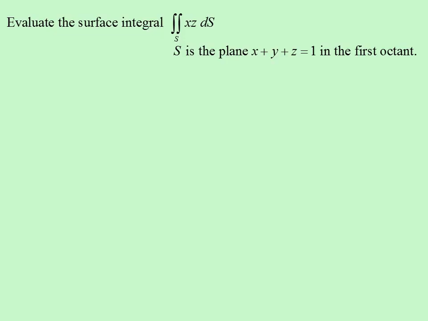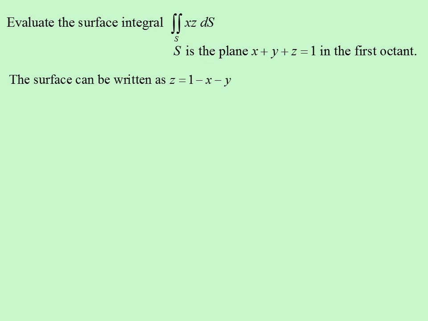So here we're evaluating the surface integral of xz over the surface described here. Now this would be easy enough to write z as a function of x and y, so that's what we will do. However, you could write x as a function of y and z, or y as a function of x and z. They would all work fine for this surface.